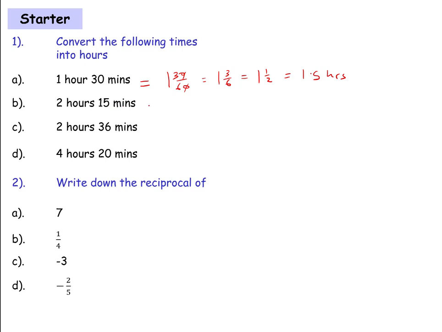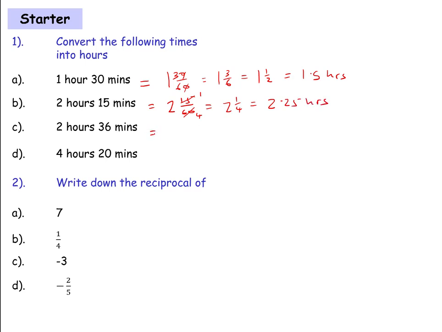So we look at the hours, and then the minutes, we take it out of 60 because it's part of an hour. Same again, 2 hours and 15, a part of 60. Now I know that 15 goes into itself once, and 15 goes into 60 4 times. So that's 2 1/4. Quarter is 0.25, so that'll be 2.25 hours.